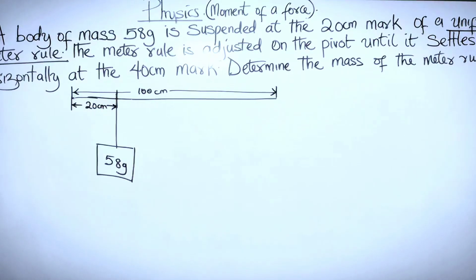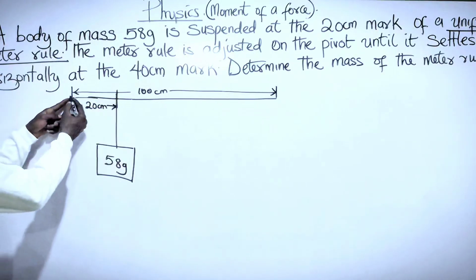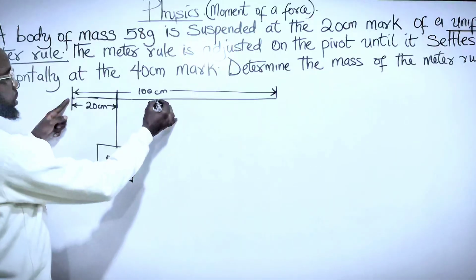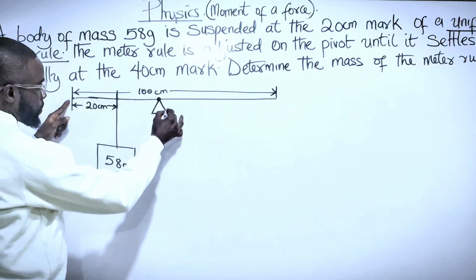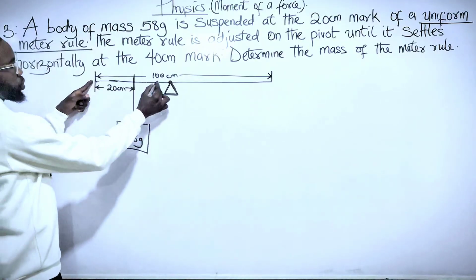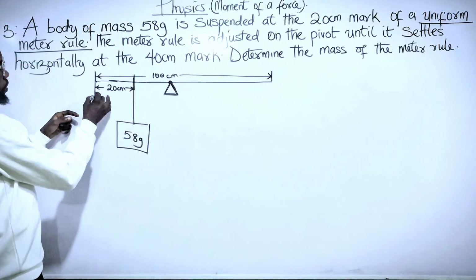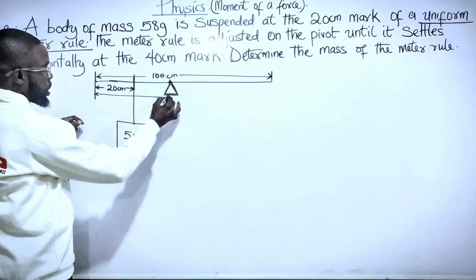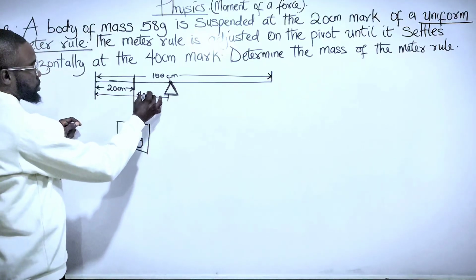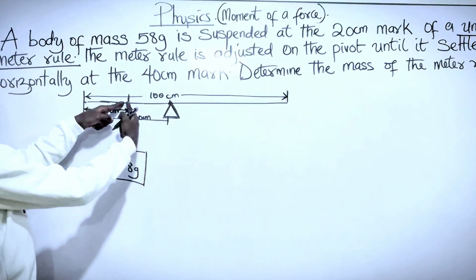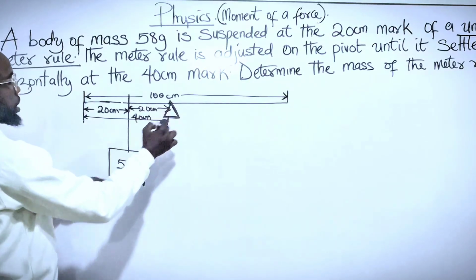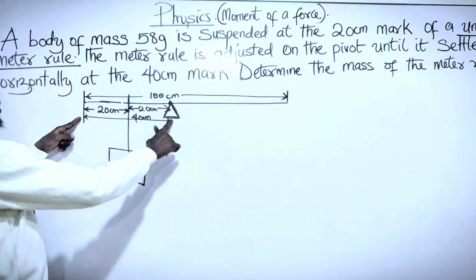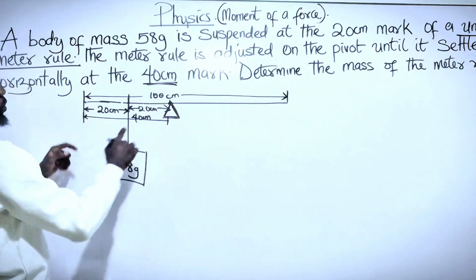And it said the meter rule is adjusted on the pivot until it settles horizontally at 40. So the pivot was adjusted until it settles at 40. So let's assume this place is 40. So from 0 to here is 40 cm. And if from here to here is 40, it means from here to here will be 20. Yes, we now have 20 here, because it's adjusted on the pivot until it rests on the 40 cm mark. So here is 40 cm.